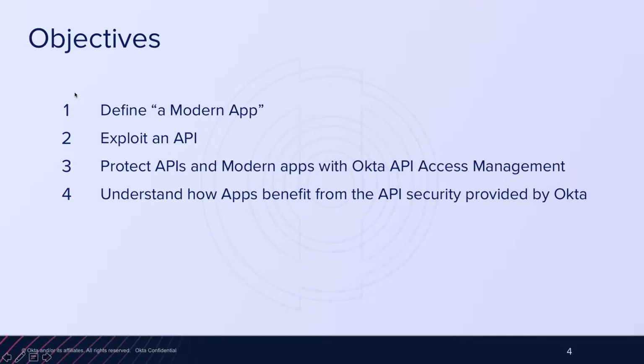So let's get started. These are the objectives for this presentation. We will start by briefly defining what a modern application is, just to frame the conversation around the security challenges typically found in this kind of app. Second, we will launch a modern application, and discover and exploit a vulnerability in its backend API. Third, it's where everything gets interesting, right? We will protect our application using Okta API Access Management. And finally, you will understand how your application can actually leverage the API security provided by Okta. So let's start.